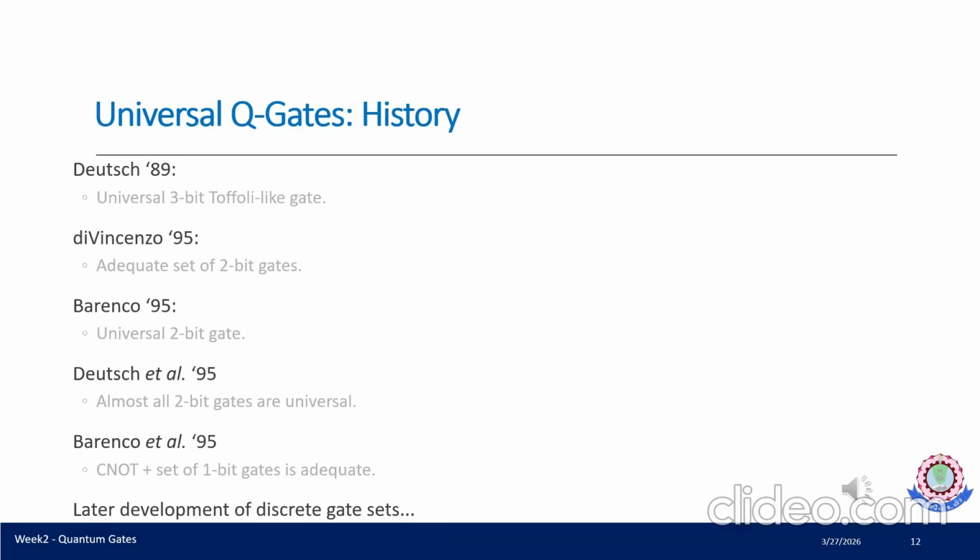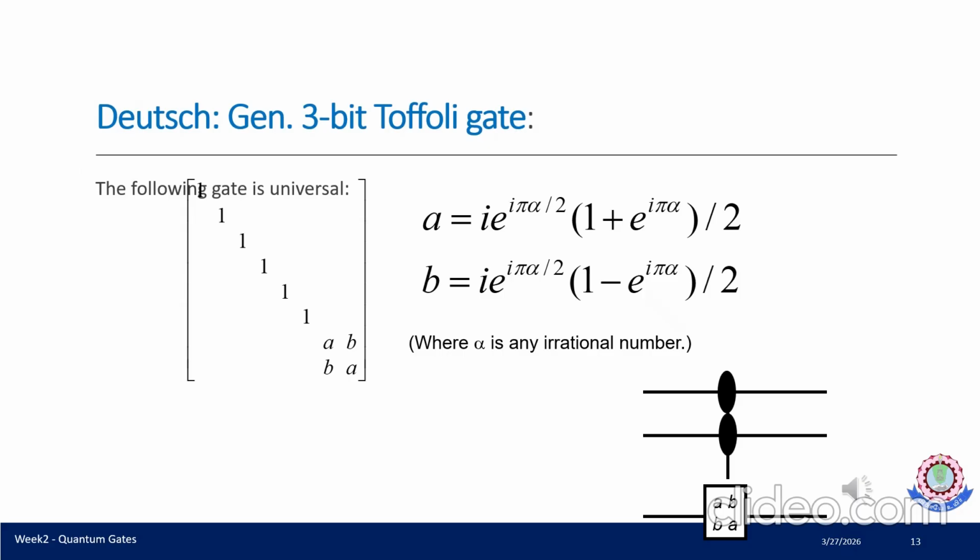So these are the universal quantum gates. The next one is the adequate gates. Next one is the universal gates. So this is a Toffoli gate.